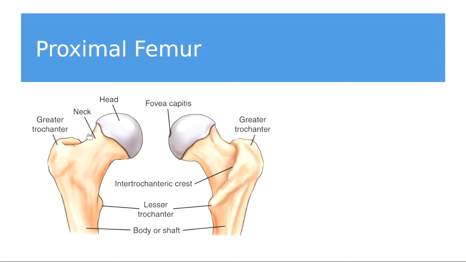We have the neck of the femur, the greater trochanter, and the lesser trochanter, and this is looking at it from the anterior view. And when you turn it around and look from the backside, or posteriorly, you've got the greater trochanter, which sits laterally, and the lesser trochanter, and then you've got the intertrochanteric crest that runs between the two. And then we have the body or the shaft of the femur.